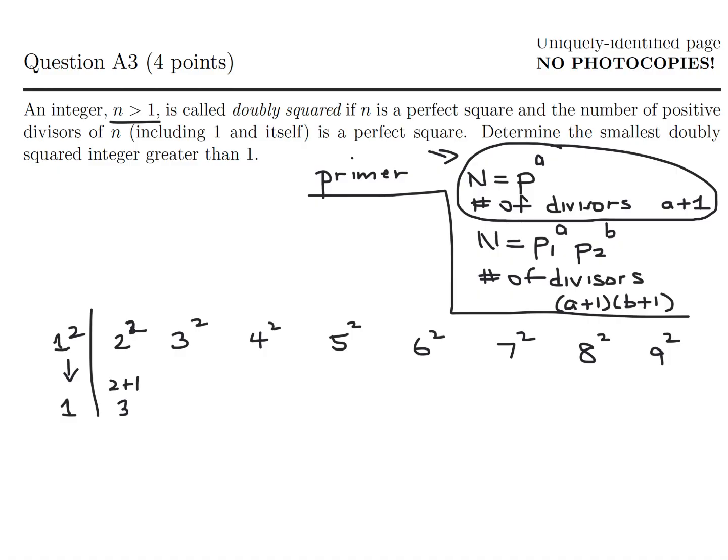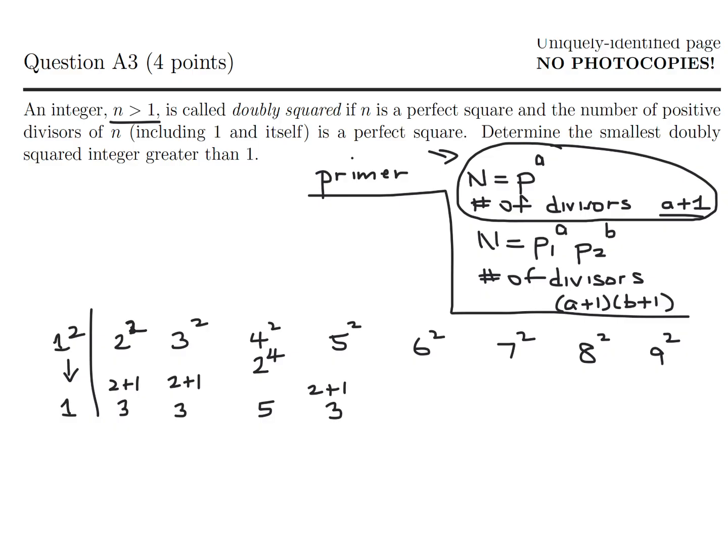This one, again, 2 plus 1, so 3 divisors. This one, we have to break into prime factors, because 4 is not prime. So that's going to be 2 to the power of 4. So that's going to have 5 divisors, right? Using this a plus 1 rule. This is going to have 3 divisors, 2 plus 1.